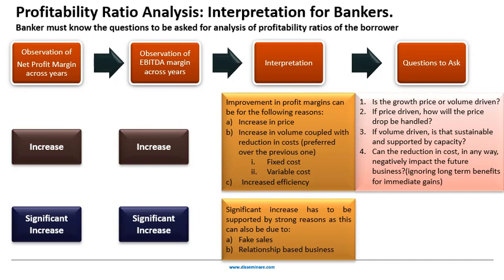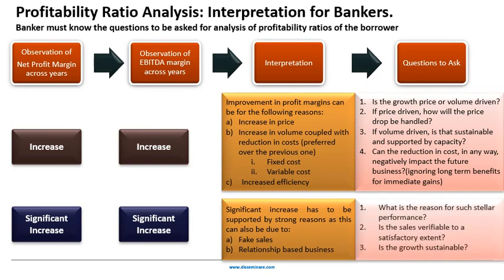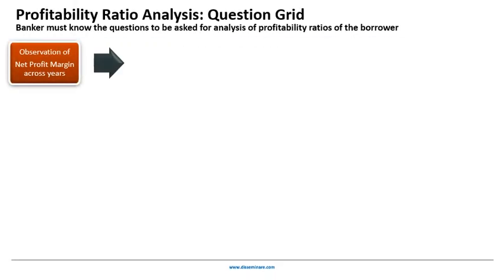The banker must ask the borrower the following. 1. What is the reason for such stellar performance? 2. Is the sales verifiable to a satisfactory extent? 3. Is the growth sustainable? Let us look at more cases of interpretation of the profitability ratios. In this slide we shall look at the observations on net profit margin and EBITDA margin for more situations.